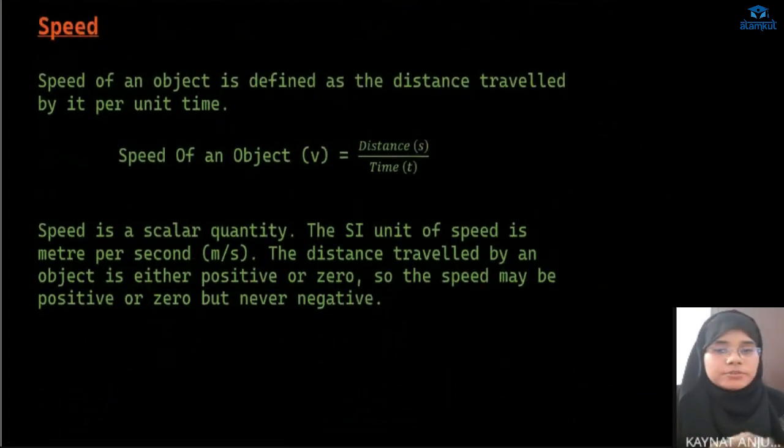There are two types of quantities. One is scalar quantity, another one is vector quantity. Scalar quantity has only magnitude, but vector quantities have magnitude as well as direction, right? We will be talking about it later on. Here we are talking about speed. Speed will be the ratio of the distance traveled by the body per unit time.